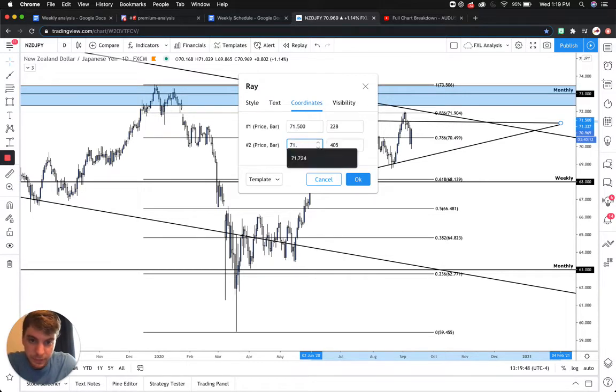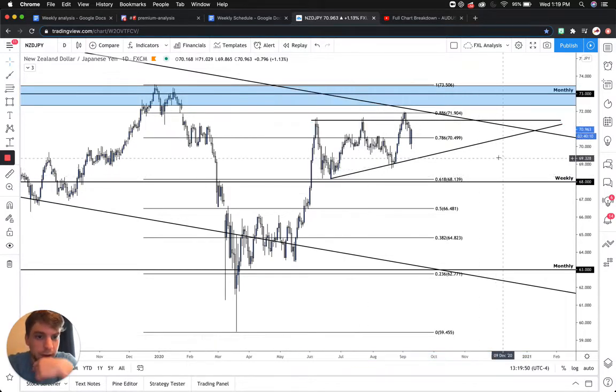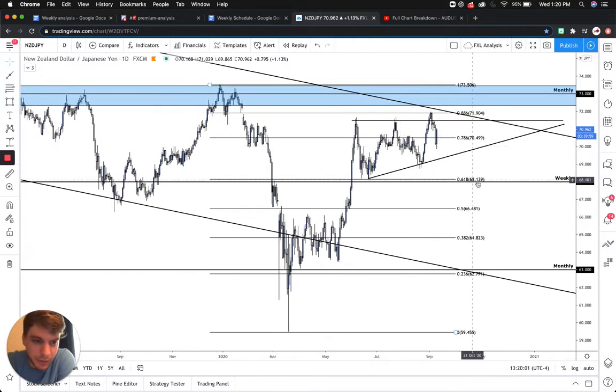71.5, 71.5. Okay, so you guys see it? Bit of an ascending triangle. Key resistance being right here at 71.5. And then we're getting some higher lows. All right, so we'll get to that in a second. That was the first thing I saw off the bat.